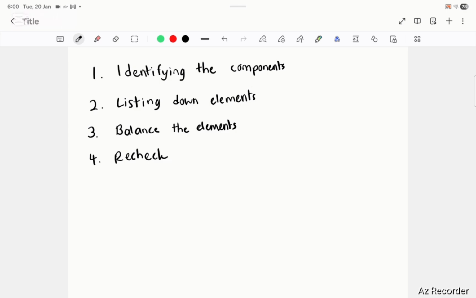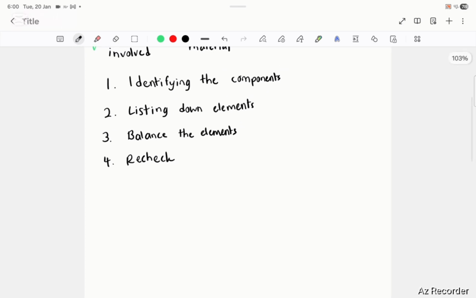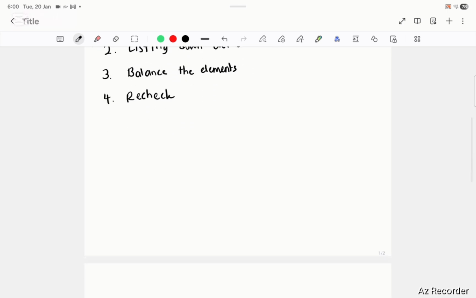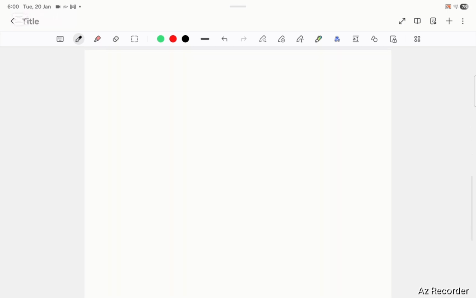So let's go and explore the first step of this process. The first step of balancing a chemical equation is identifying the components. Now, in a chemical equation, there are 2 parts. We have the left side, known as the material side, where we have the materials for the reaction, and on the right side we have the products.